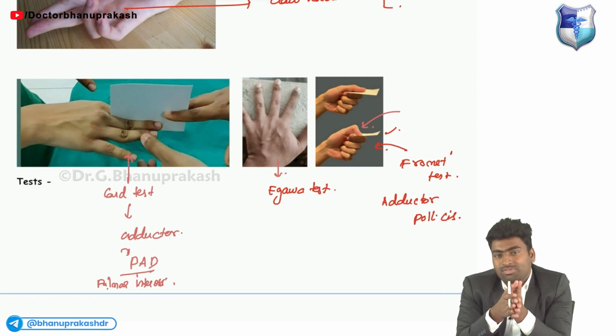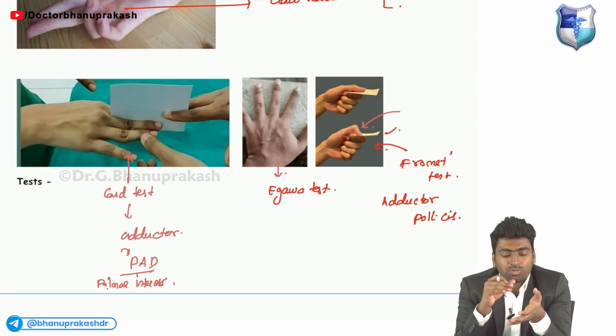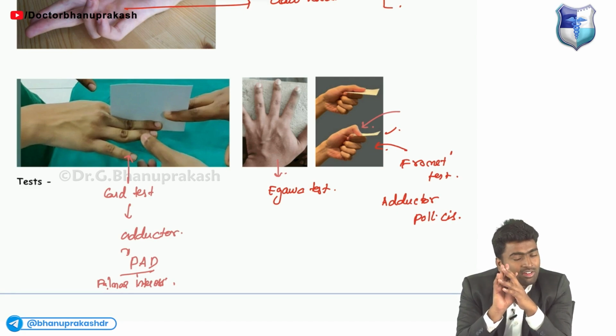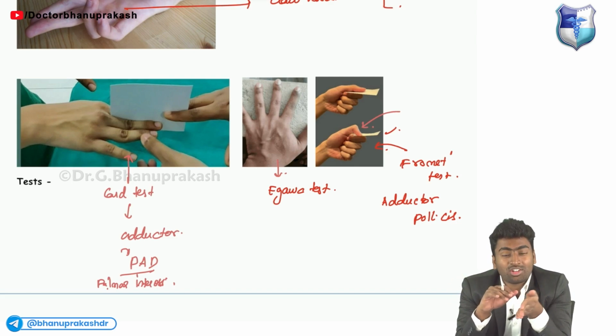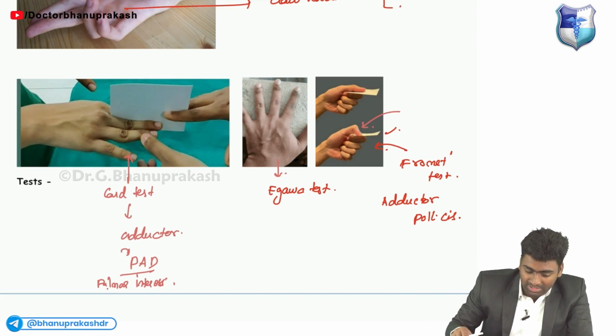Because it will supply which muscle? It will supply the adductor muscle. So if the adductor is working, then the ulnar nerve is well and good. If it is not working, if it is compensated by flexion, then it is not working, it is being damaged. Okay, I hope it will address your query.